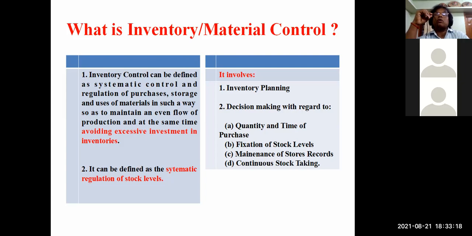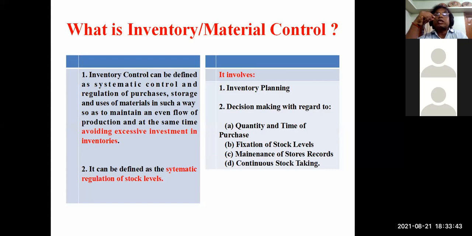Students, please concentrate and understand these things clearly. This is very easy to understand. But if you do not go systematically, only then you shall find these things very tough. If you go systematically, you will find it very, very easy. Okay, so I told you decision making with regard to quantity and time of purchase.